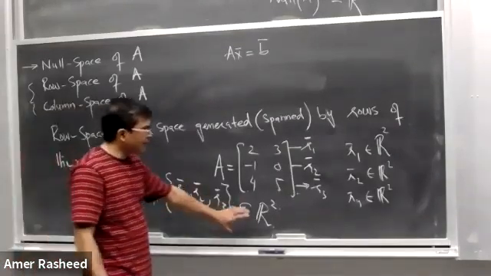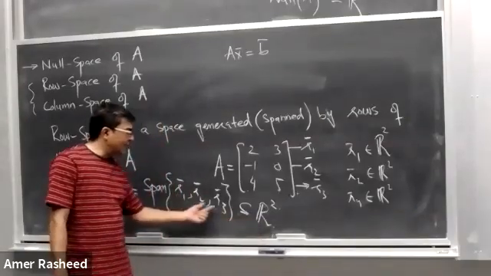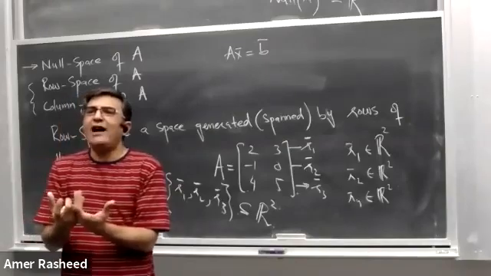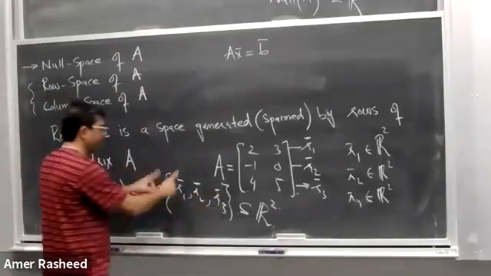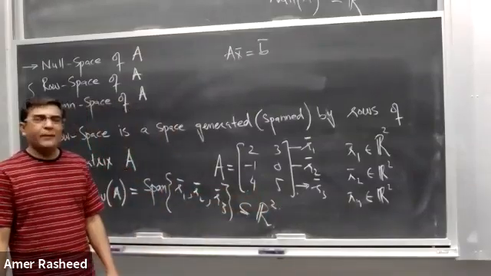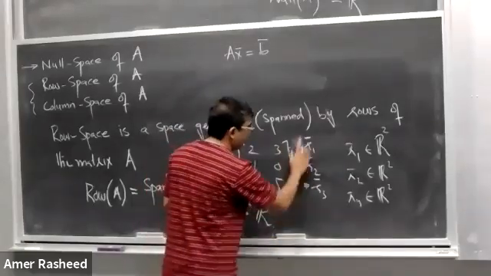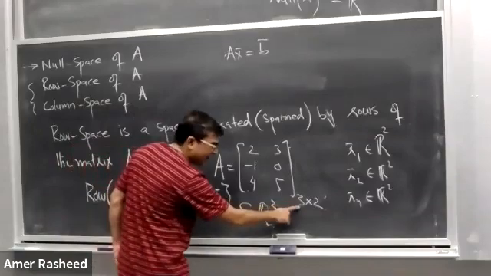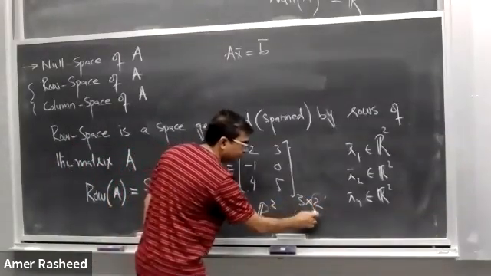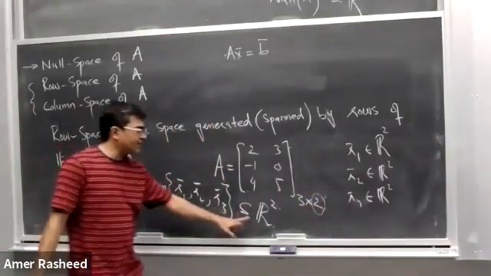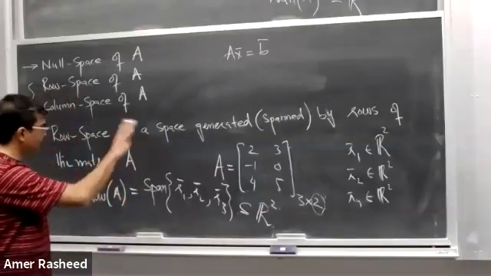Row space of A must be a subspace of R2 because every row vector has two components. So it must contain all vectors of this kind, and they must belong to R2. So the whole set spanned by these three vectors must be a subspace of R2. The order of the matrix is 3 rows, 2 columns. There are 3 rows, but every row has 2 components, so the row space must be a subspace of R2. Remember this. This dimension always confuses, so you have to take care of these things.